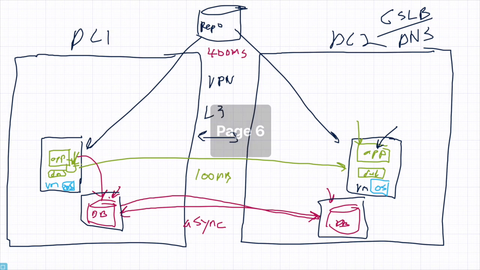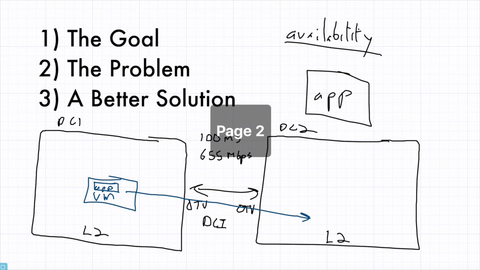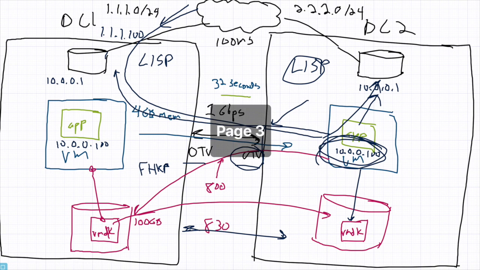So let's see what we've covered. We've covered the goal. The goal is application availability and flexibility to run in multiple data centers. We talked about the problem, why DCI, data center interconnects, layer 2 adjacency, long distance vMotion is such a dumpster fire. Like this diagram right here pretty well shows you a dumpster fire.